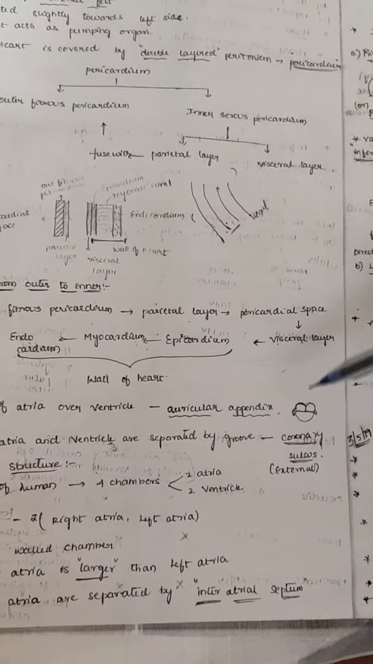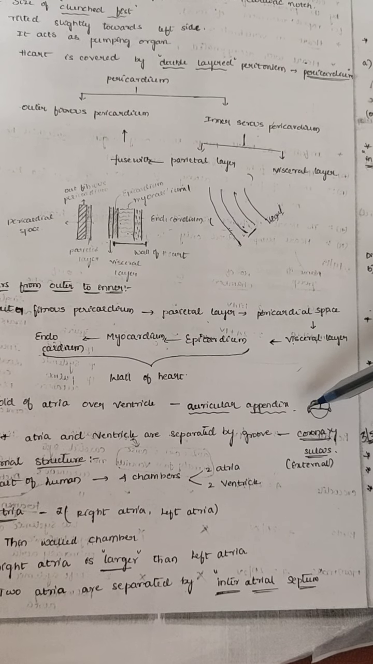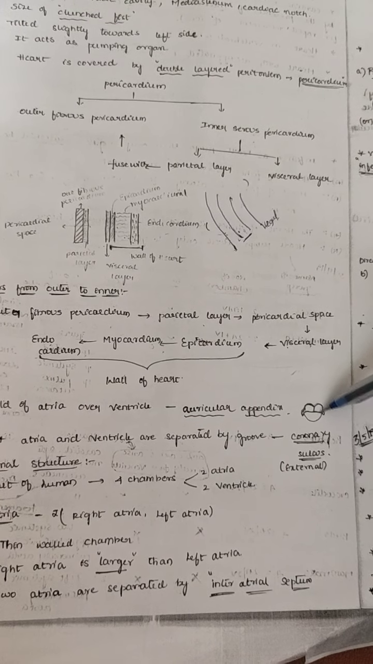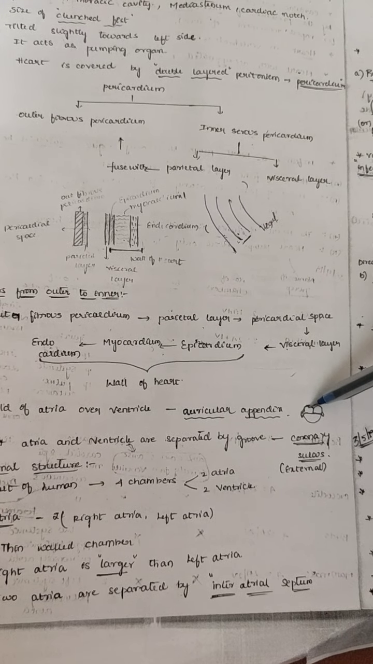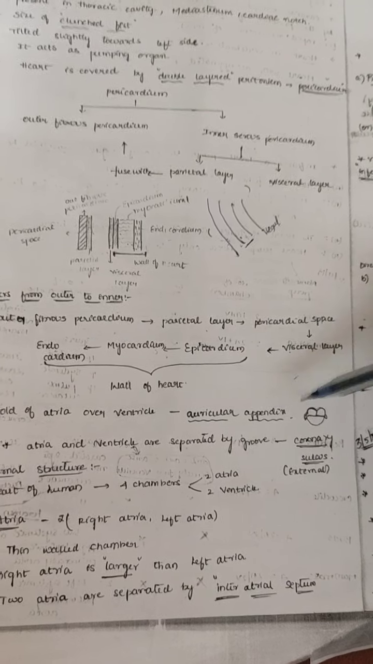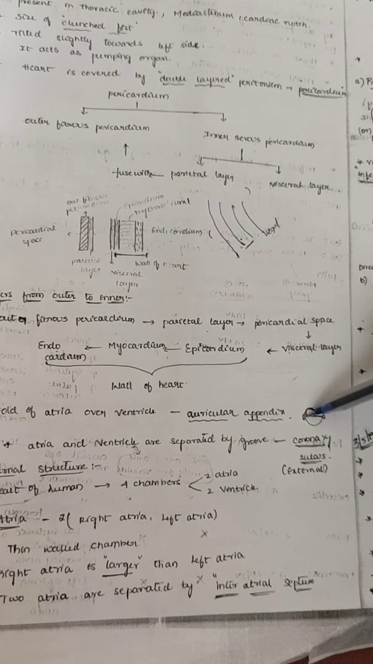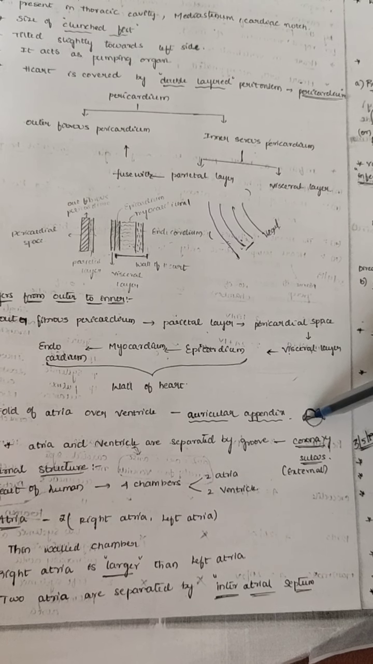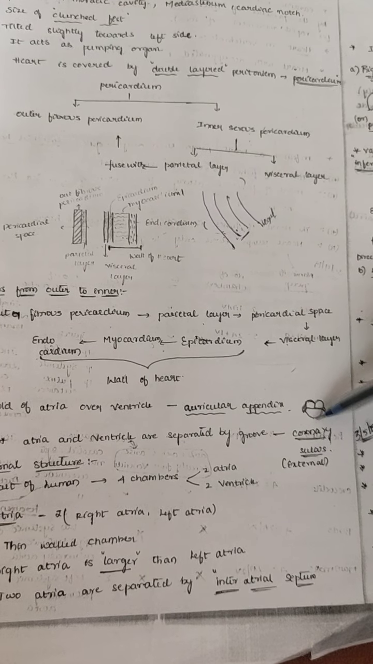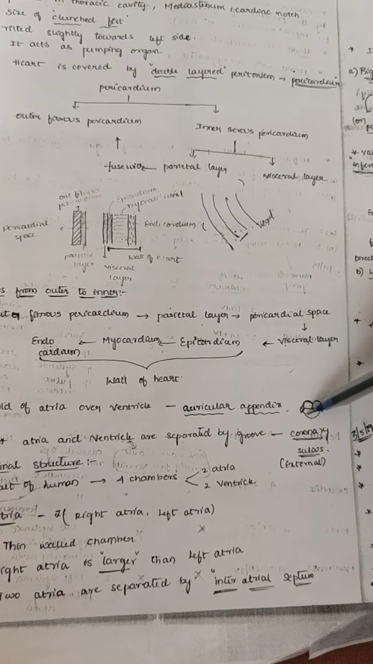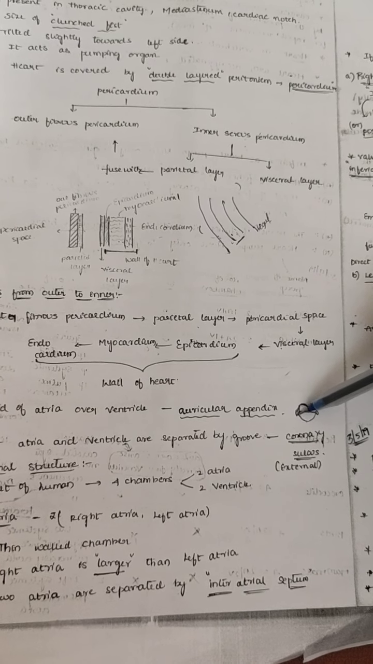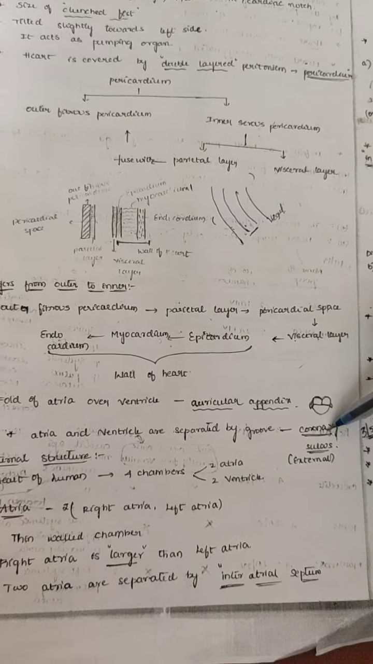Now here we have the foldings of the heart. This is the auricles and this one is the ventricles. These foldings are called the auricular appendages. The auricles and ventricles are separated by a groove. That groove is called the coronary sulcus. It means this groove separates the auricles and the ventricles externally.